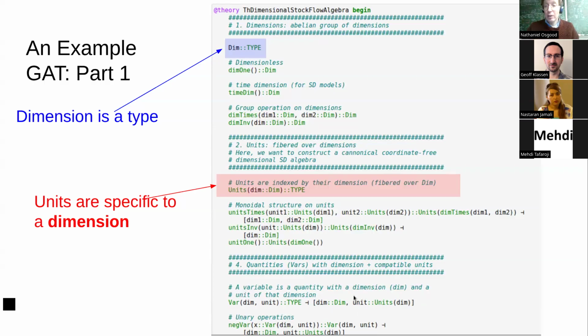This is again where dependent types come in. This is dependent on this type, right? So we have a dimension, we have a unit of that dimension. Then if we have that, we could have a variable of that dimension and unit, right? Yeah, this is incredibly cool, Jeff. I agree with your assessment.